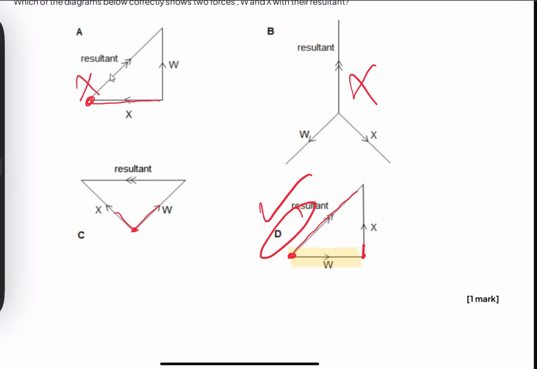Okay, so that's it for the measurement topic.